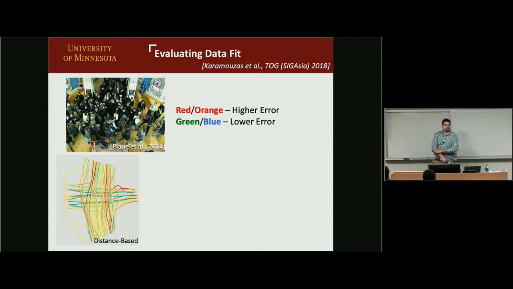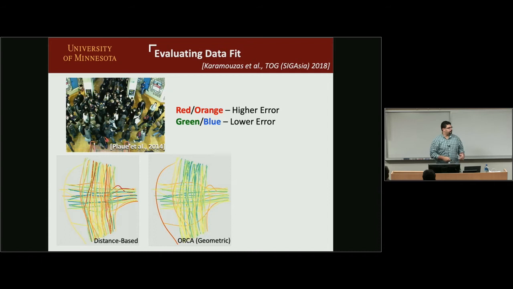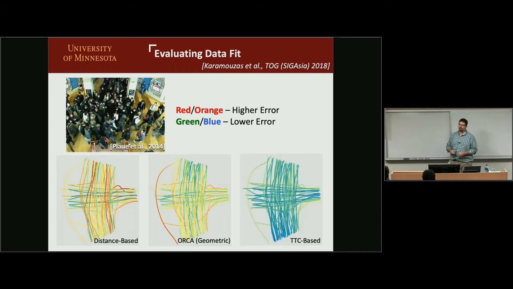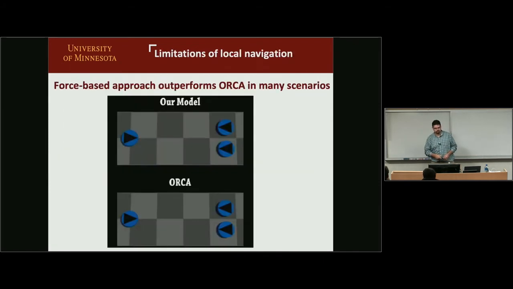So if we use these kind of distance-based potentials, we can see a lot of red and orange, meaning it didn't match the human trajectories well. If we look at the work I did with Dinesh during my PhD, there's actually a substantial improvement. It matches much better. But the power law itself, this kind of TTC-based forces approach, matches better still. It's really, in some true sense, capturing this human behavior.